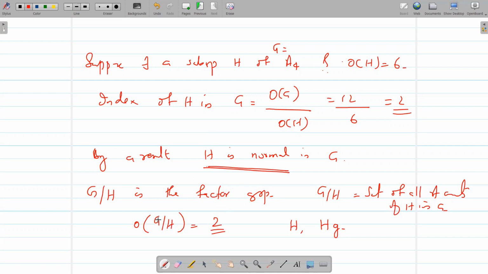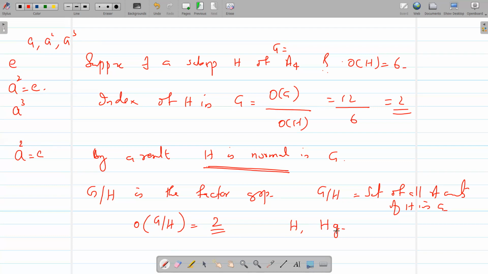Now, this group G by H is a group of order 2. Therefore, the square of every element in G by H is the identity. Because if we take an element A, the order of the element should divide the order of G by H. What is the order of an element? It is the least positive integer such that... So either the element is the identity, or A square should be the identity. Otherwise, if A cube is the identity, where A is not the identity and A square is not the identity, then the group would need 3 elements. So that is impossible. So the square of every element is the identity.